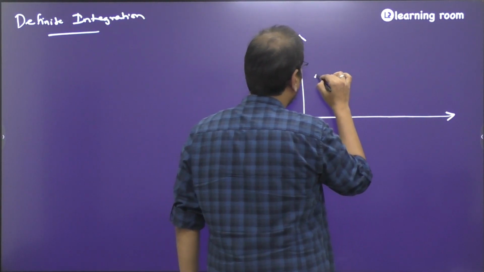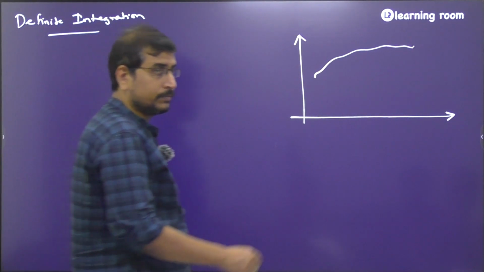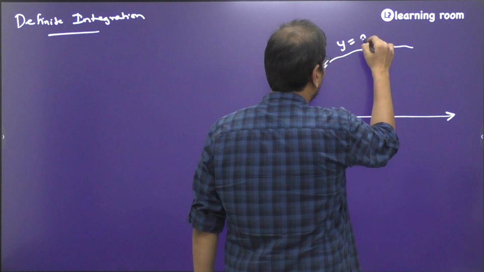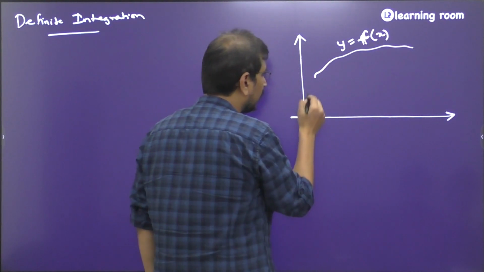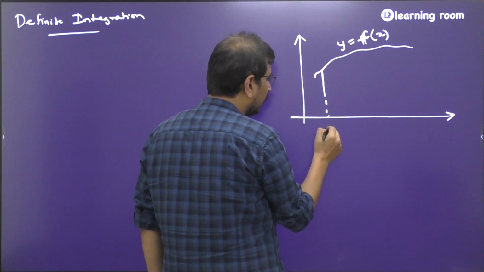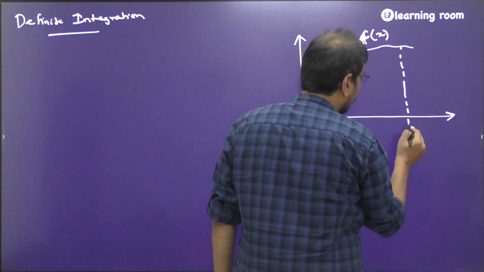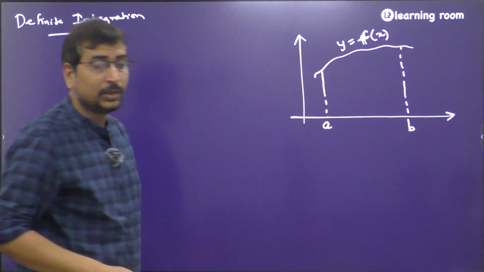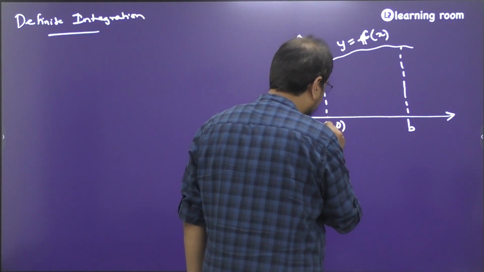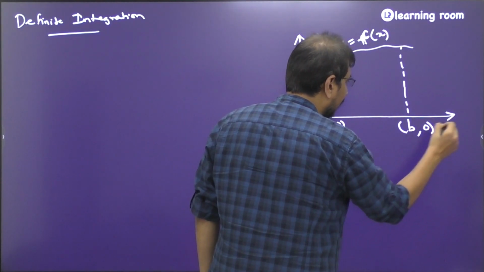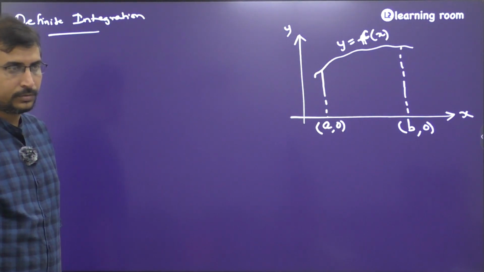Suppose I take a function to be like this, some random function. So I take this as y is equal to f of x. Let me take a limit here as a and let me take the limit here as b. These limits correspond to the x coordinate. Okay, I'll take this as a comma 0 and let this be b comma 0 so that you will understand it better. Am I clear with this?